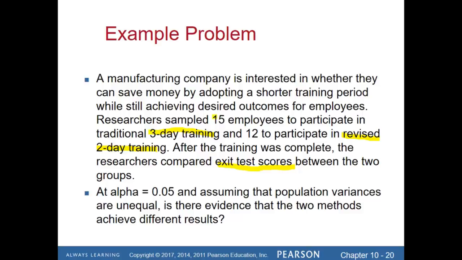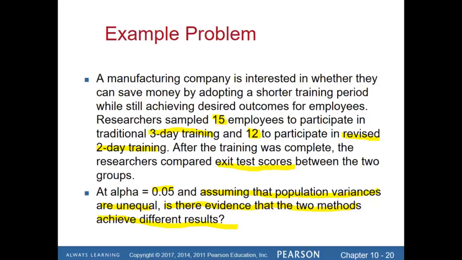And we want to look at exit test scores and see whether there's a difference between the two. So we've got 15 people who are participating in the 3-day training, 12 people who are participating in the 2-day training. We're going to compare the exit test scores, and I'm just coming down here to the question. The question that we're going to be addressing is whether there is evidence that the two methods achieve different results. So that's really what we're trying to figure out. Is there a difference between the two? We're going to test this at alpha of 0.05, and we're told that we can assume that population variances are unequal. So we know we have that assumption in place.